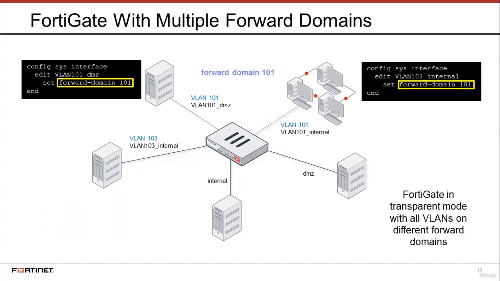FortiGate will learn that the MAC is on that interface. FortiGate with multiple forward domains. As you learned earlier in this lesson, forward domains are like broadcast domains. The example on this slide shows the same network as before, but different forward domain IDs are assigned to each VLAN. Traffic arriving on one interface is broadcast only to interfaces that are in the same forward domain ID.